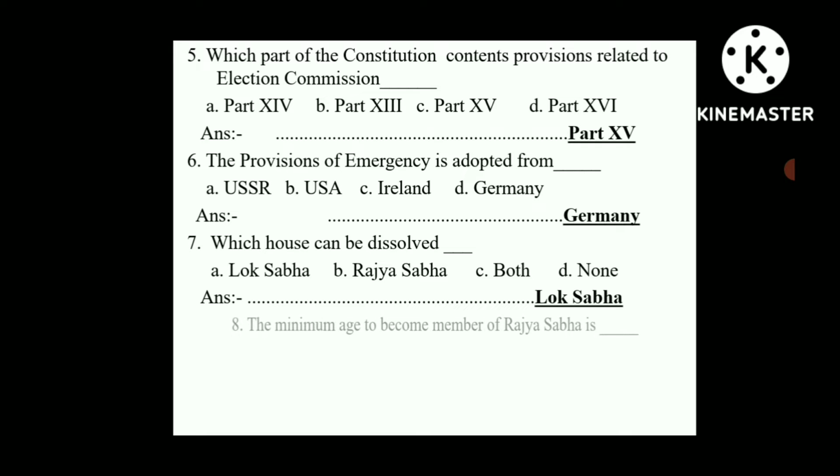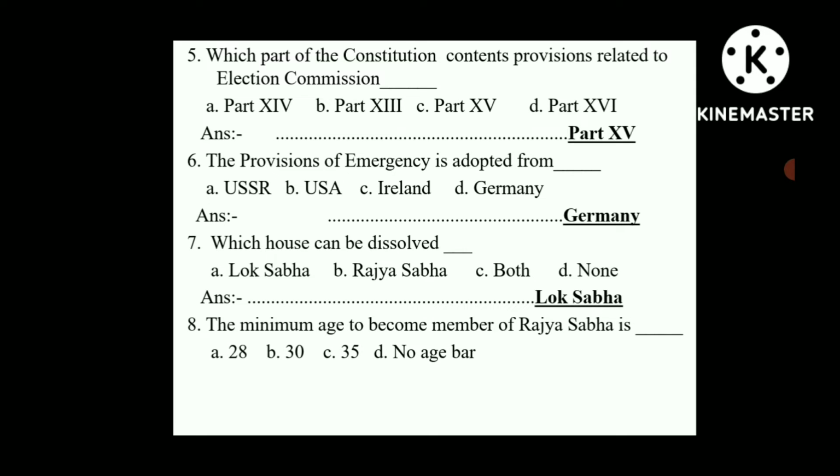The minimum age to become member of Rajya Sabha is 28 years, 30 years, 35 years, and there is no age bar. So to become a member of Rajya Sabha, you need to be 30 years old.